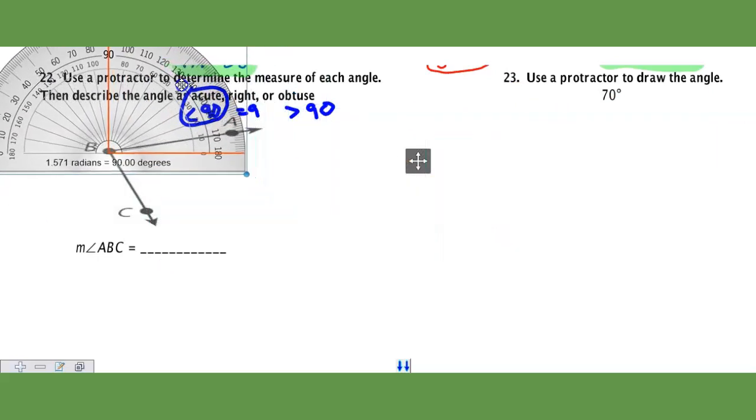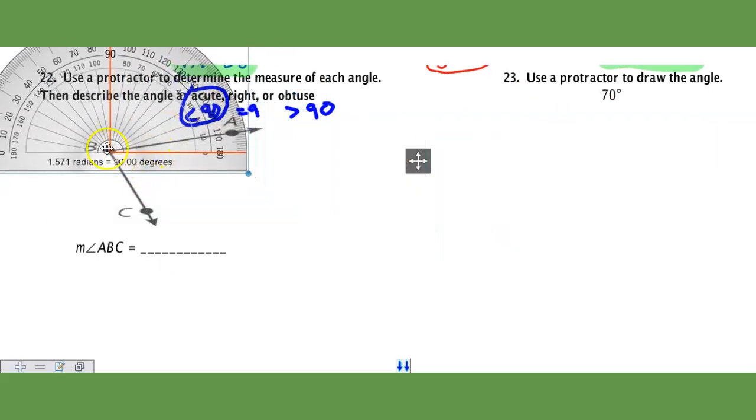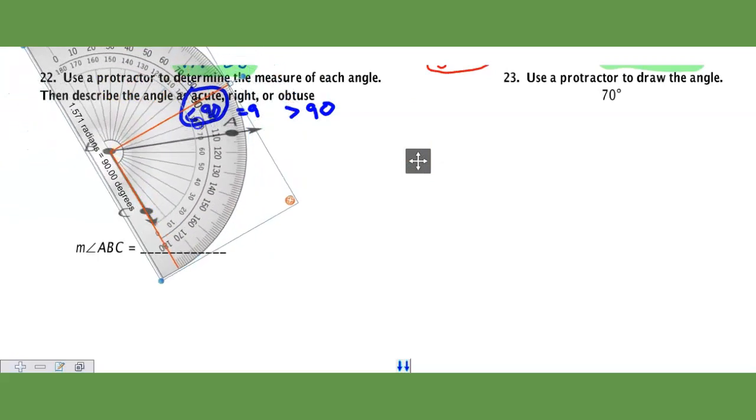You want to put this little angle right here on the vertex, and then give it a spin so that this bottom line is on one of the rays. And then we're going to go ahead and measure. And we have to know this is an acute angle, so our answer should be less than 90, which lets us know we need to use these smaller numbers down here to measure, not the big ones, because that'd be an obtuse angle. So it looks like we're right at a little bit below 70.